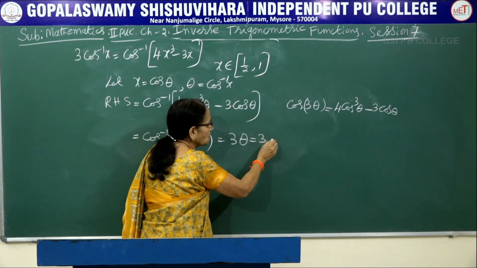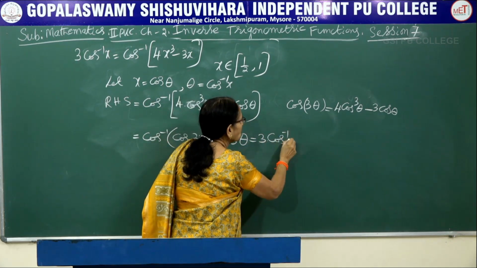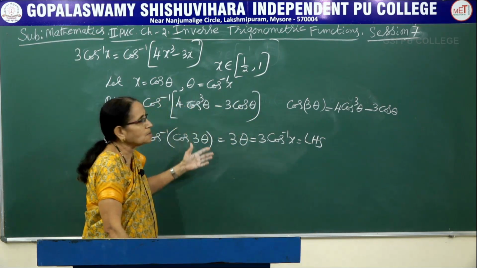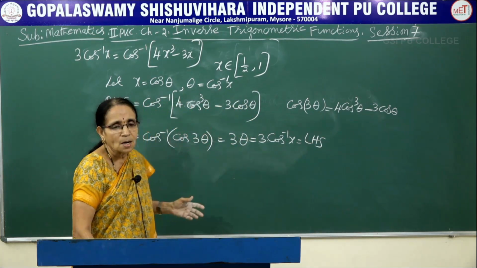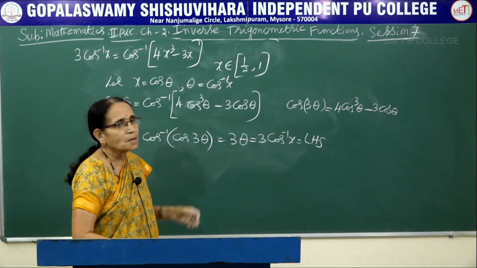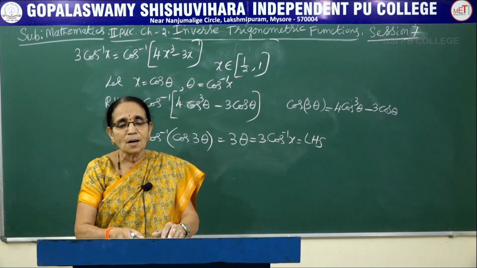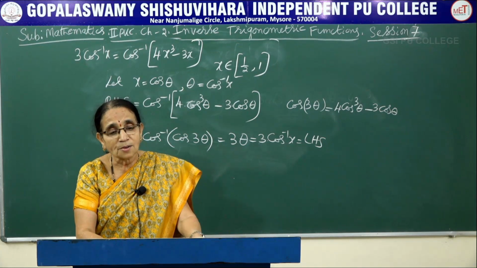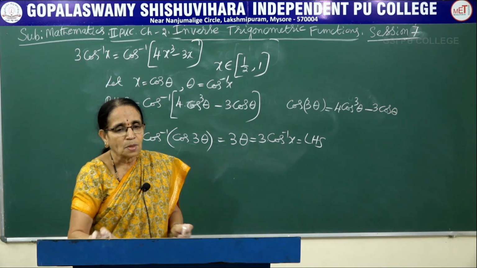Theta should be written as 3 times cos inverse x, which is the left hand side. So, even this can be expected for a 2-mark question. The difference is, in the earlier one, we had made use of the sin 3 theta formula. We are making use of the cos 3 theta formula.